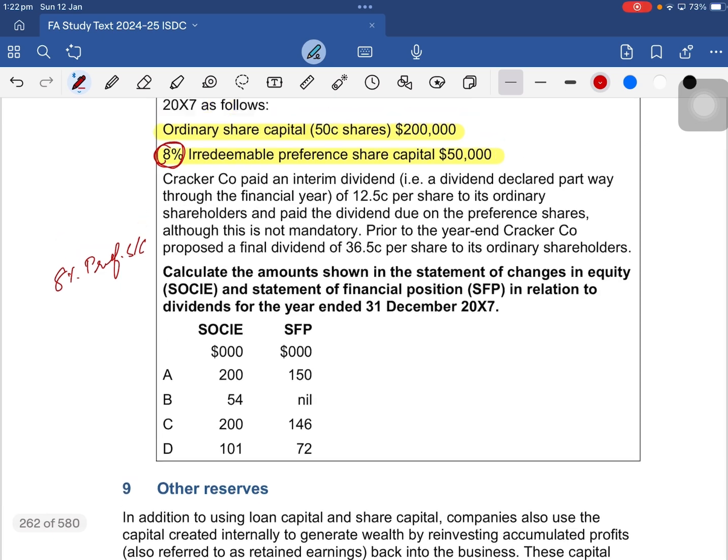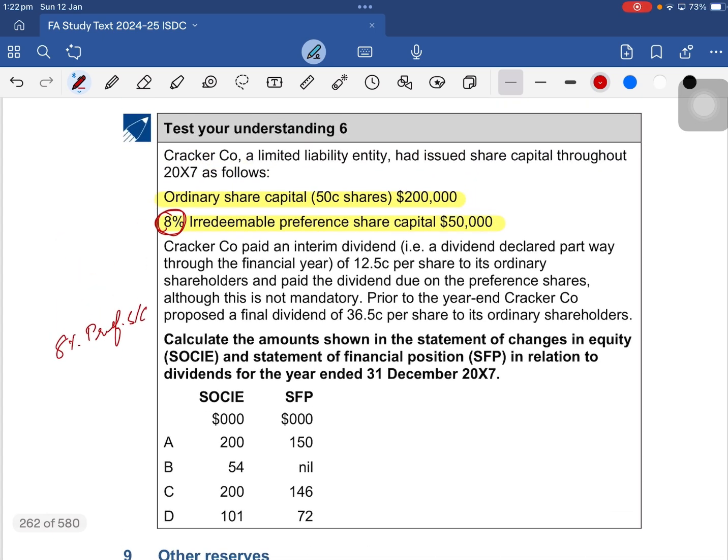Okay. Redeemable, what does it mean? Redeemable is repayable. So it is just like a loan. Okay, it's like a loan. Clear, no?